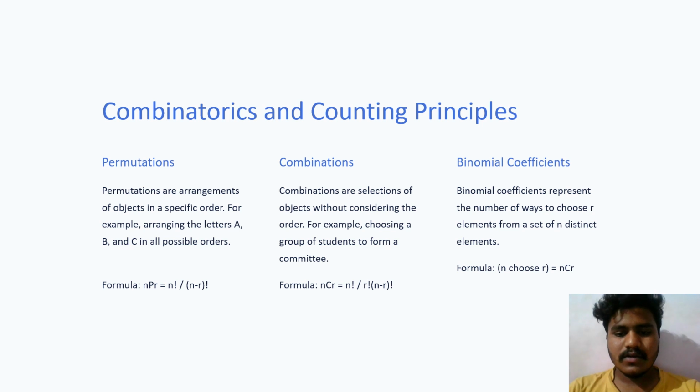Combinations. Combinations are selections of objects without considering the order. For example, choosing a group of students from a committee. Formula: nCr is equal to n factorial divided by r factorial times (n minus r) factorial. Binomial coefficient. The binomial coefficient represents the number of ways to choose r from a set of n distinct elements. Formula: n choose r, nCr.